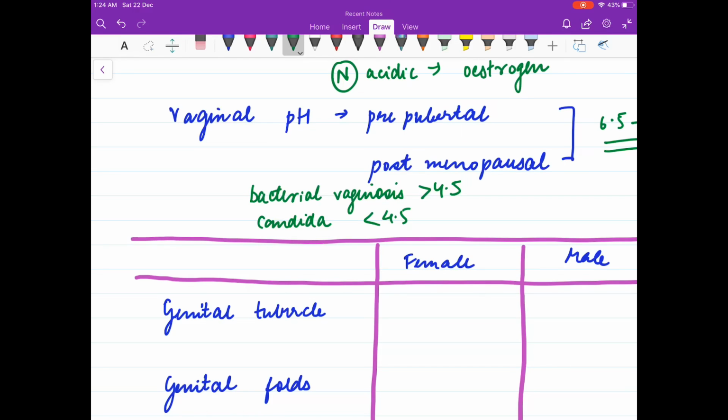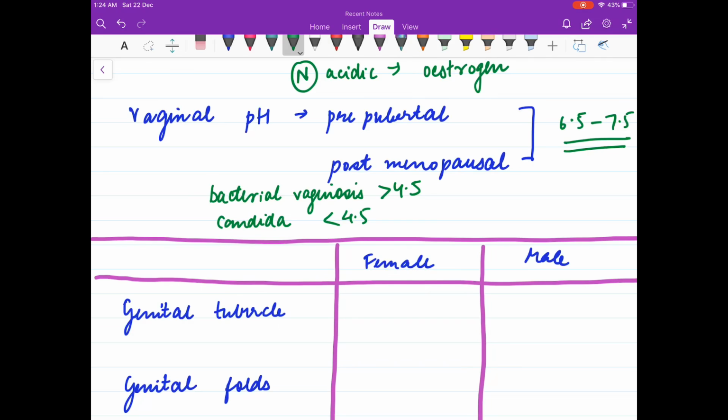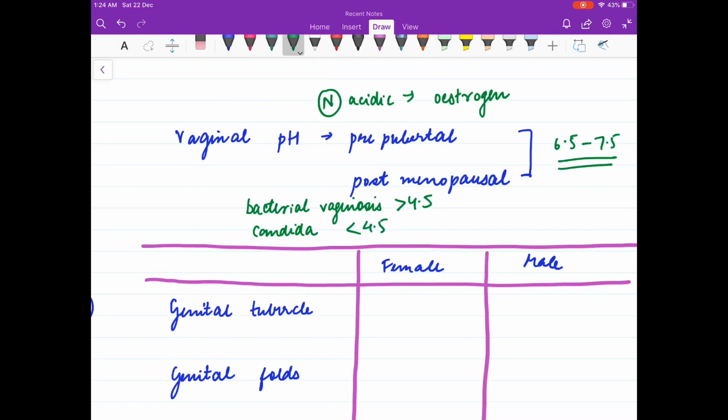Okay friends, and acidic pH is due to the presence of some bacteria like lactobacillus and Doderlein bacillus.